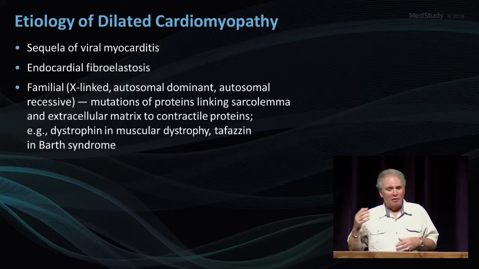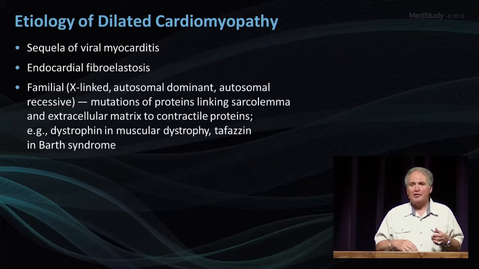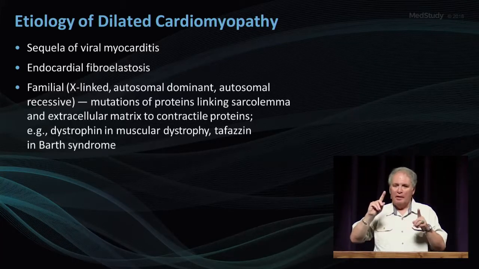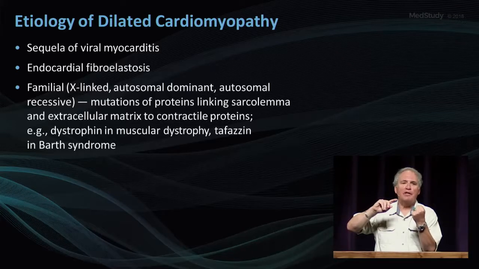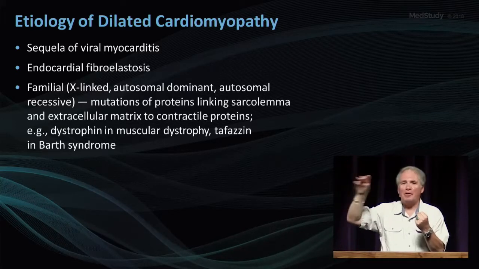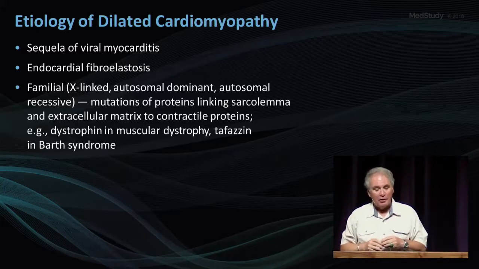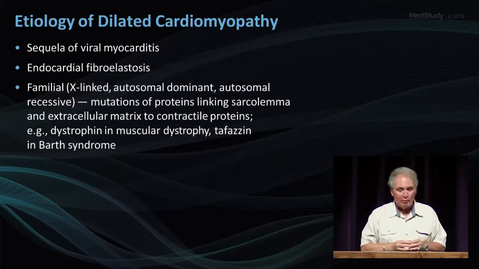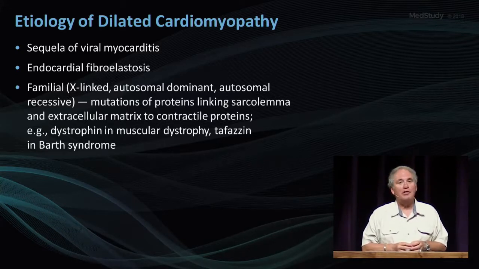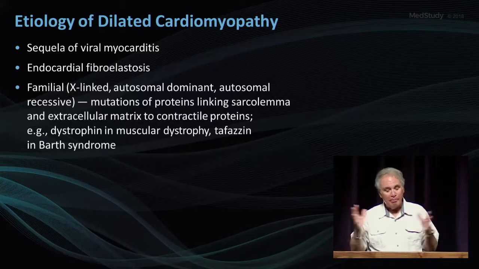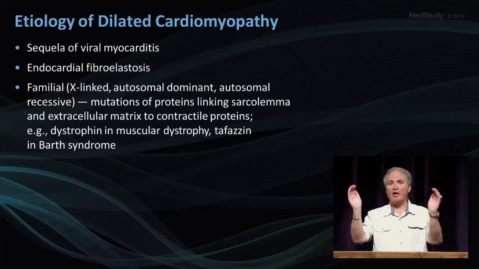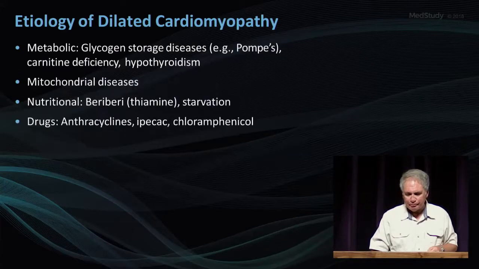These are X-linked, autosomal dominant, autosomal recessive. These tend to be defects of the proteins that link the contractile proteins of the heart to the sarcolemma, the other matrix parts of the cardiac cell. So the one you're probably very familiar with is dystrophin in muscular dystrophy. There's a mutation of that protein which presents with a dilated, poorly functioning heart. So genetic causes of a dilated cardiomyopathy.